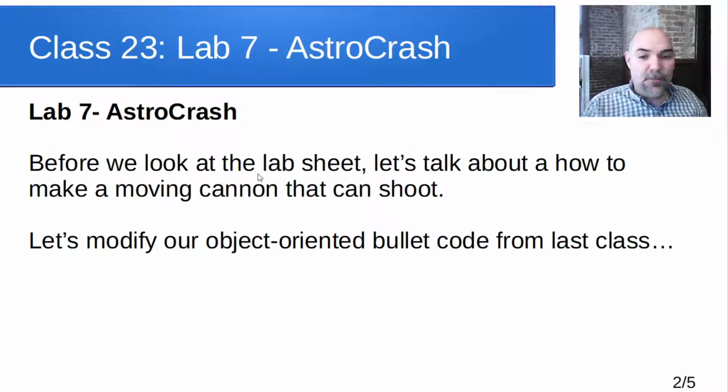We'll make it so that the cannon moves up and down like this and fires bullets across the screen. And that's going to be different from what you need to do for your lab. For your lab, you're going to need to have the cannon move along the bottom of the screen. And when it shoots, the bullets are going to go up. But it's very similar. So what we're going to do is look at that code we had from last class.